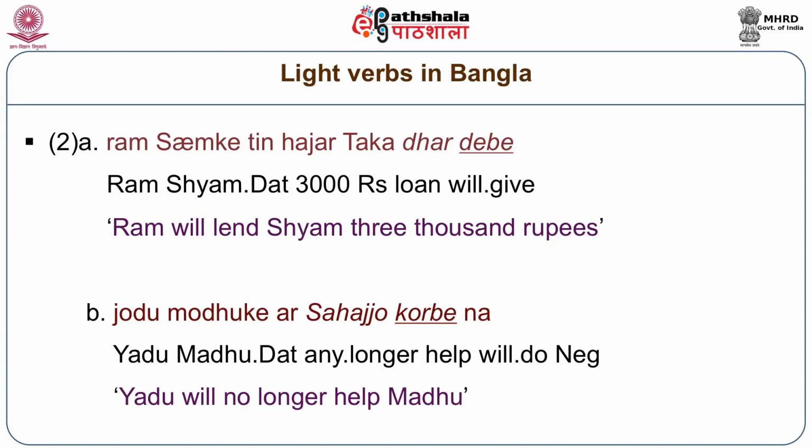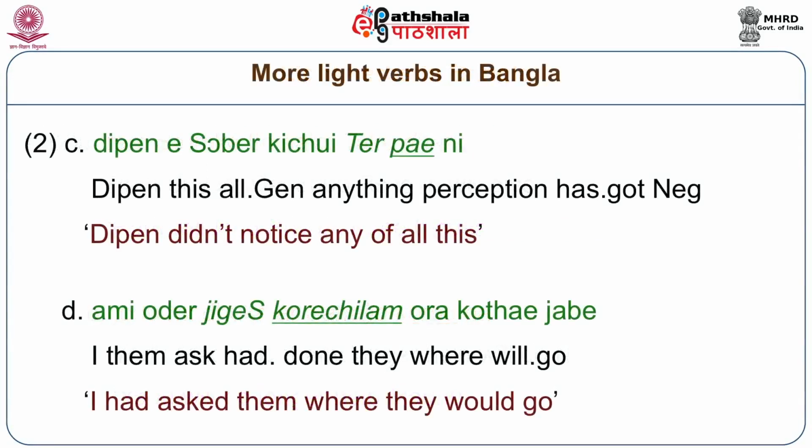In 2B, which means Yadu will no longer help Madhu, the exact form is Jodu Madhuke ar sahajjo korbe na. Here sahajjo, help, is a noun. Korbe na, won't do, is a light verb in the negative form. 2C, Deepen eshober kichhui ter payni, which means Deepen didn't notice any of all this, has the light verb payni, didn't get, with the cranberry noun ter, which means perception.